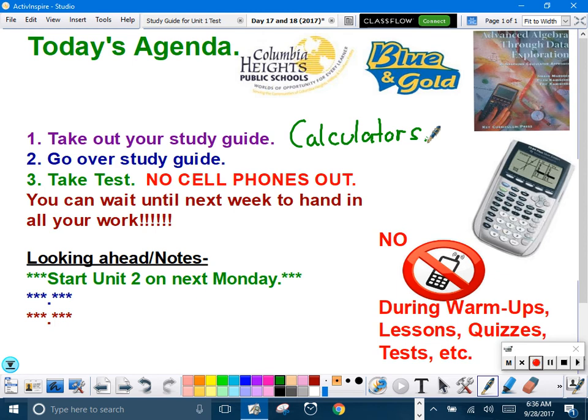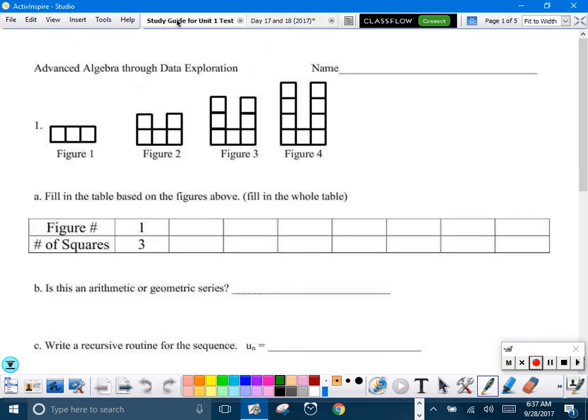All right? Now, as far as work goes, you can wait until next week to hand in all your work. Okay, normally this is the day we hand it in, but because I'm not here and I'm going to go over this whole thing, we don't want to take time for that. All right, so all work can wait until next week. All right, here we go, study guide.